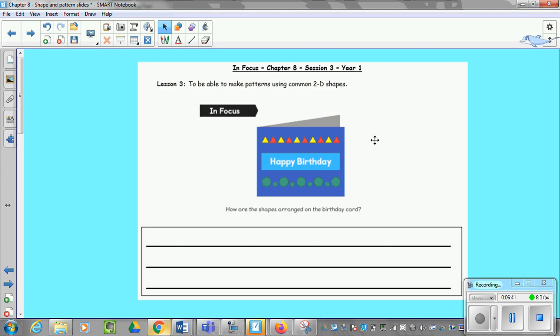Okay, so here is our in focus for today. Have a little look. Here we've got a birthday card and there are some shapes on the birthday card. We've got a line of shapes here in a pattern and we've got a line of shapes here in a pattern. What I want you to do is write down in 4 sentences what you notice about the different patterns. What can you say about this pattern? How can you put that into a sentence? What do you notice about this pattern? Now this pattern is all circles, so what do you notice is different about this? That is your in focus for today.